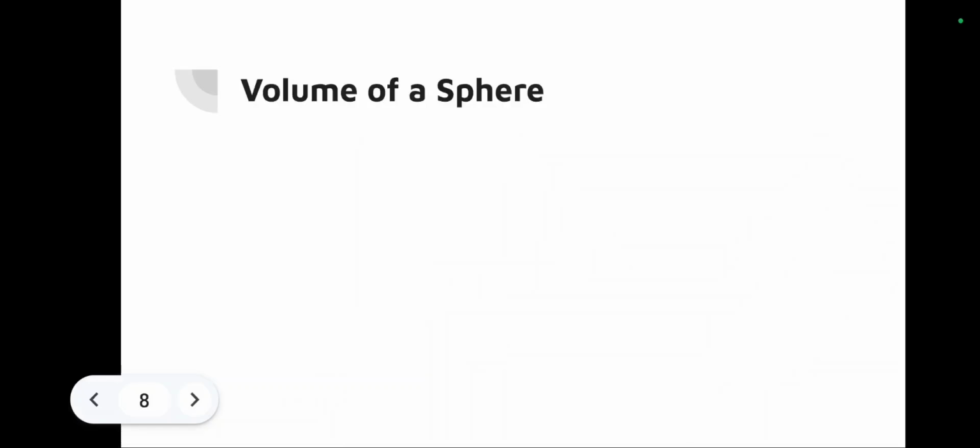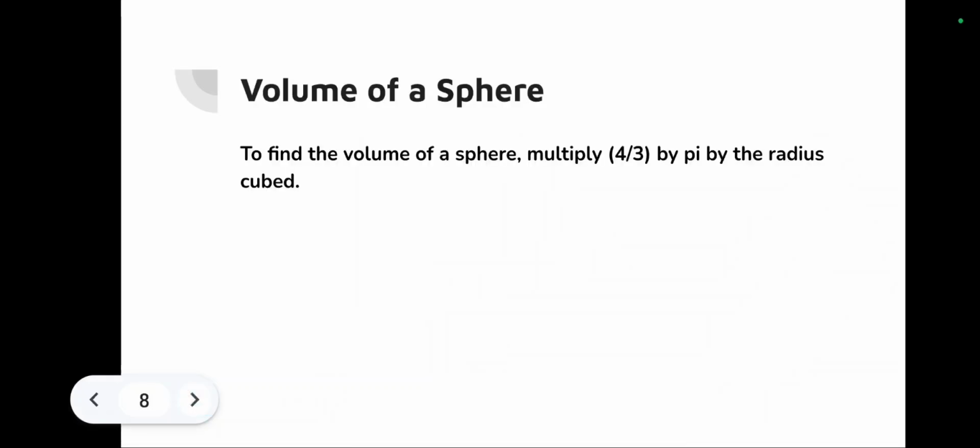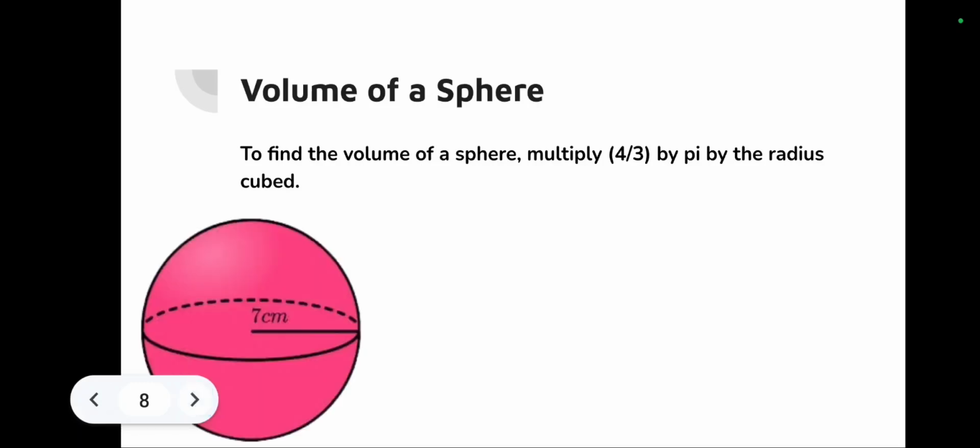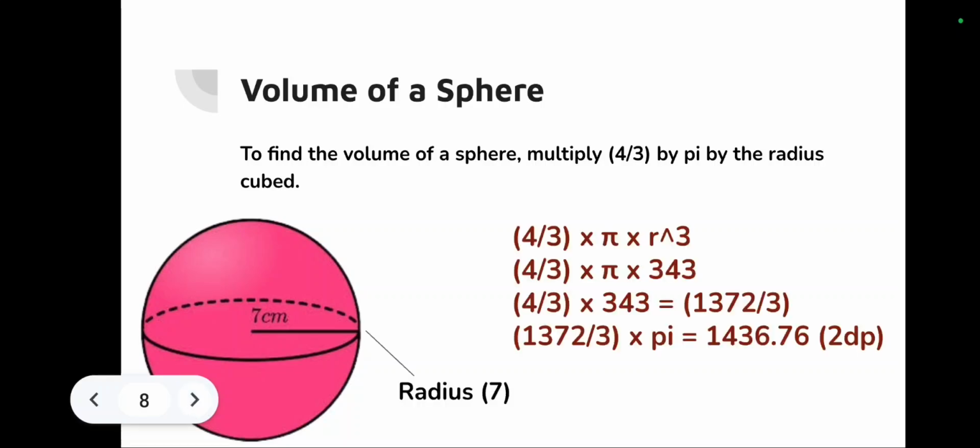Finally, we have the volume of a sphere. To find the volume of a sphere, multiply 4 over 3 by pi by the radius cubed. So if we have this sphere here with a radius of 7, we multiply 4 over 3 by pi by r cubed. So r cubed is 343, and 4 over 3 times 343 is 1372 over 3. Then we times the 1372 over 3 by pi to get 1436.76, rounded to 2 decimal places.